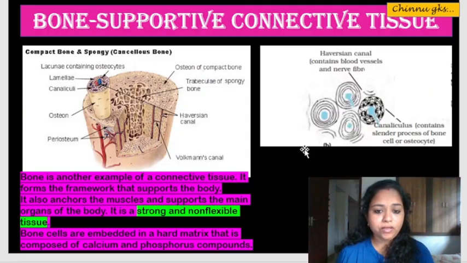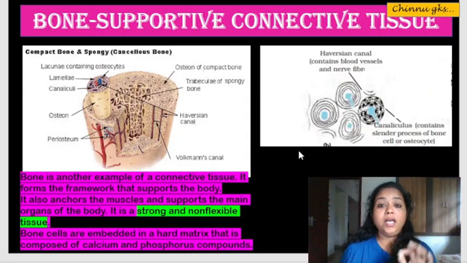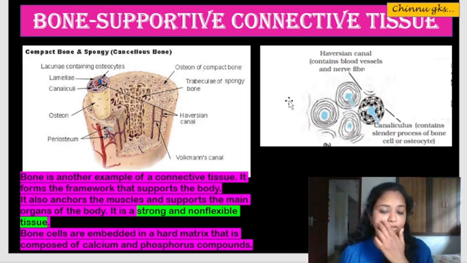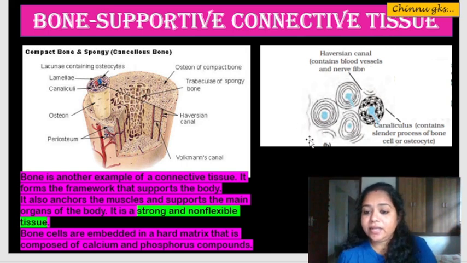Okay, we move further and we now come to the strongest connective tissue, which is not flexible. That's the bone. So bone is the supportive connective tissue. What's the bone? Bone is the supportive connective tissue. Your diagram is there in your textbook.